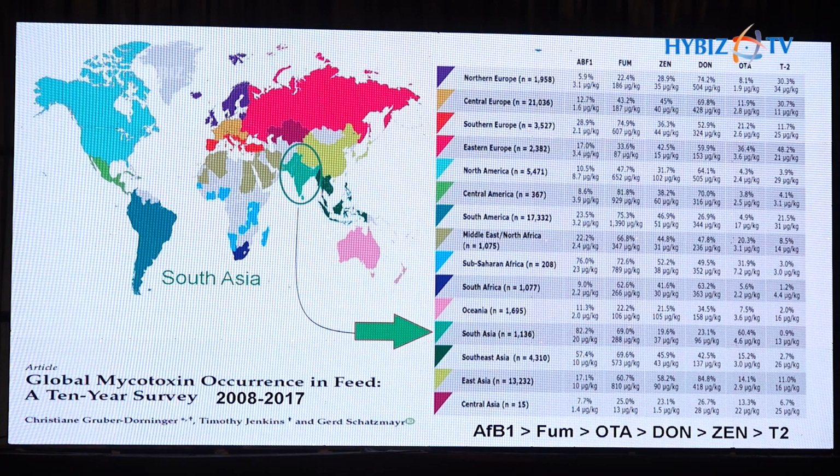If we take global mycotoxin occurrence, various agencies have carried out surveys in different regions in different periods, and this paper is from 2008 to 2017. They concluded aflatoxin B1 is the most prominent, followed by fumonisin, ochratoxins, DON, zearalenone, and T2.